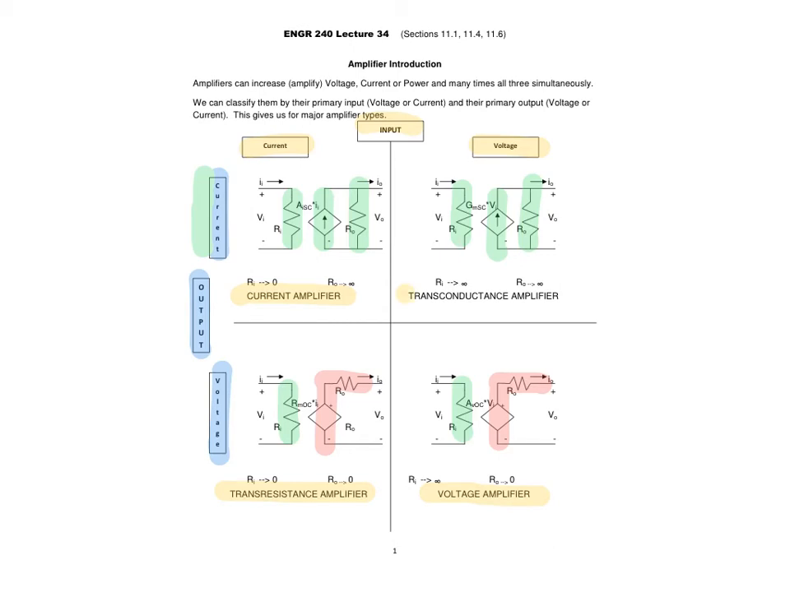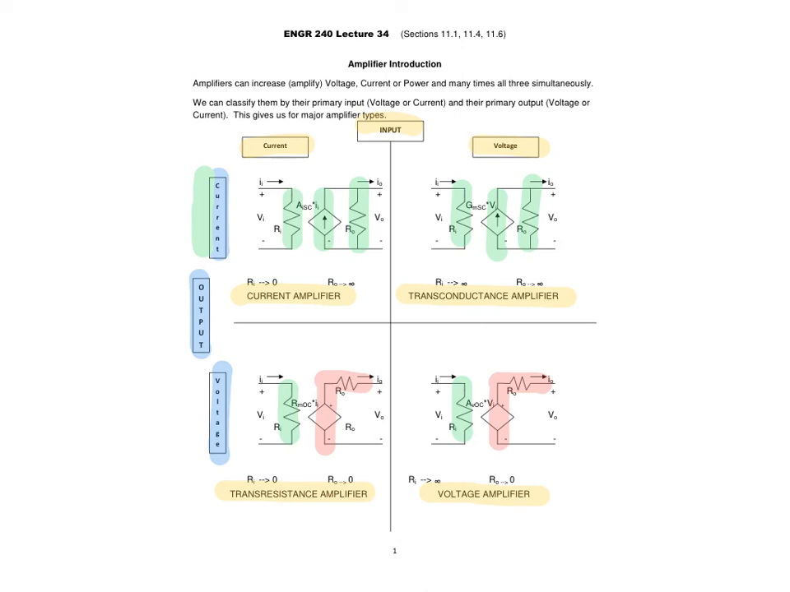Considering the transconductance amplifier, our desired output here is current. The desired input is voltage, so we divide output by input and we get current over voltage. The units of current over voltage are conductance or Siemens, and hence the name transconductance amplifier.